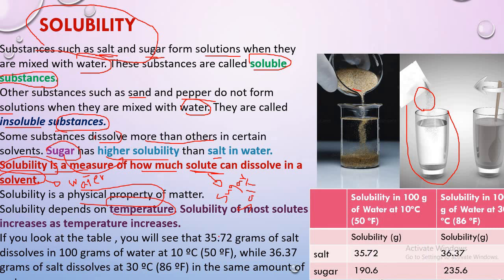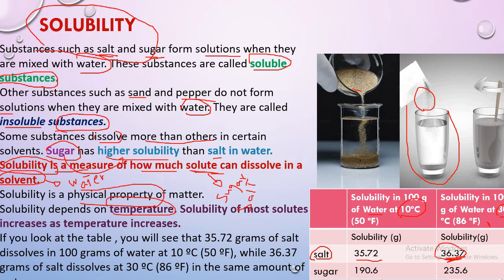If you look at this table, here is the solubility in water at 10 Celsius. Here is the solubility in water at 30 Celsius, which has a higher temperature. Look at salt. If I dissolve salt in water at 10 Celsius, it equals 35.72, while here at 30 Celsius it is 36.37, which is higher. So that means that when the temperature increases, solubility increases.